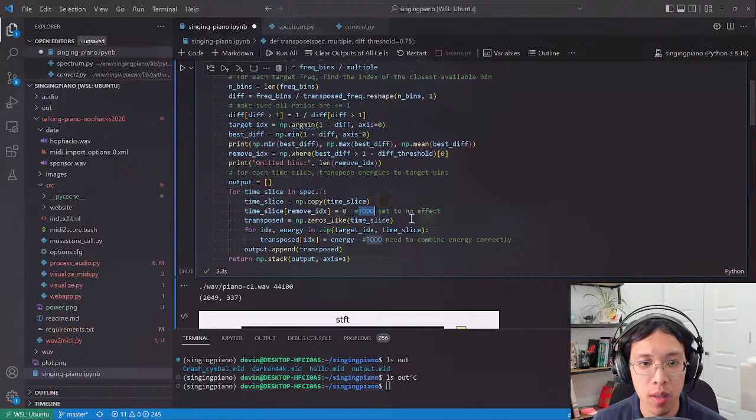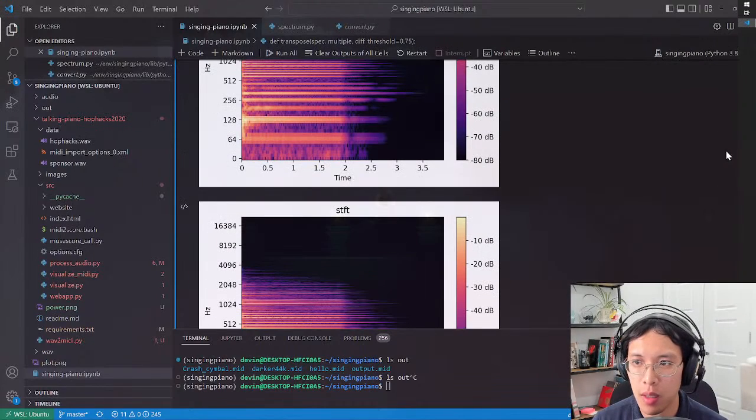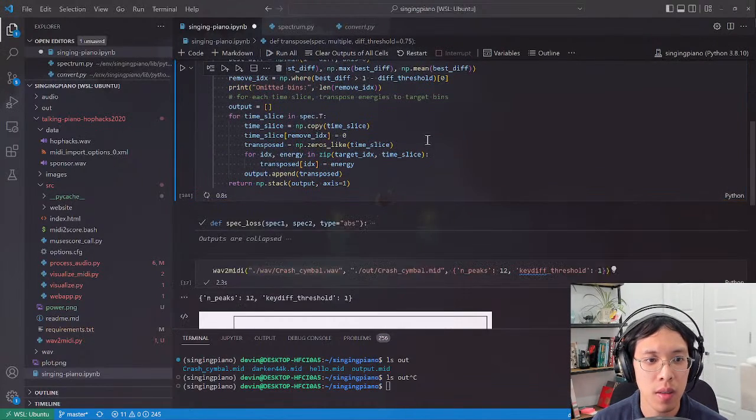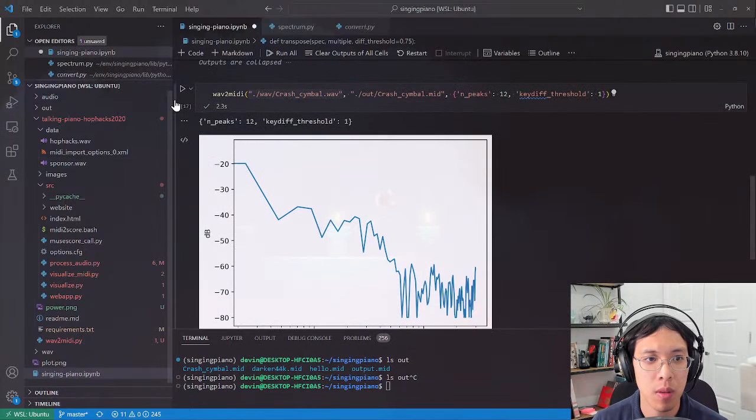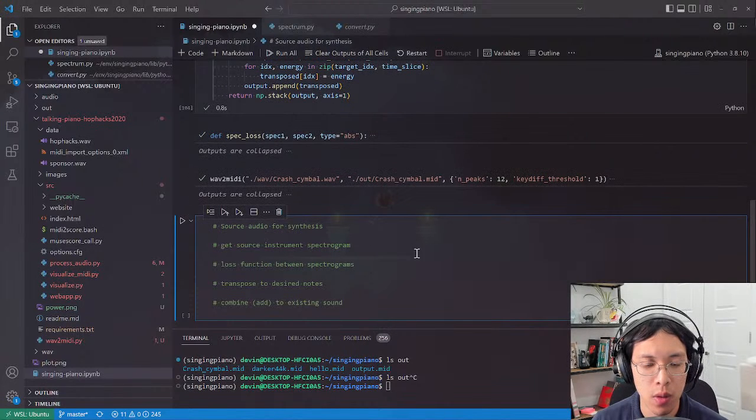This seems to be fine, so setting these to 0 is fine because it's not working in amplitude space. So now that we've got the transpose part, let's go back to the to-do list. Close all this. Okay, so we have our source audio, we have our source instrument spectrogram, we have our loss function, we can transpose the source spectrogram around. Now we just need to be able to add them together.